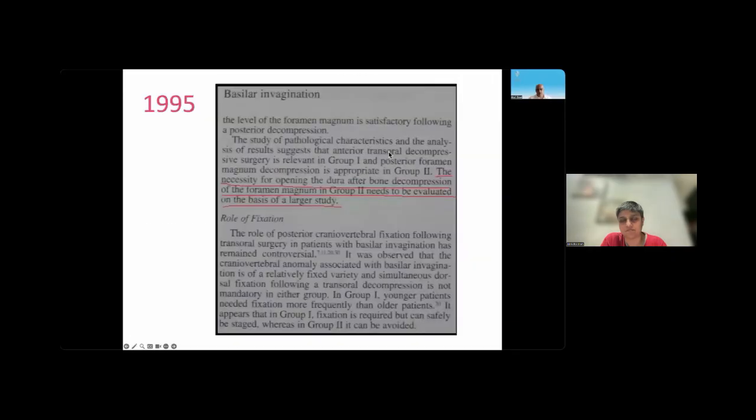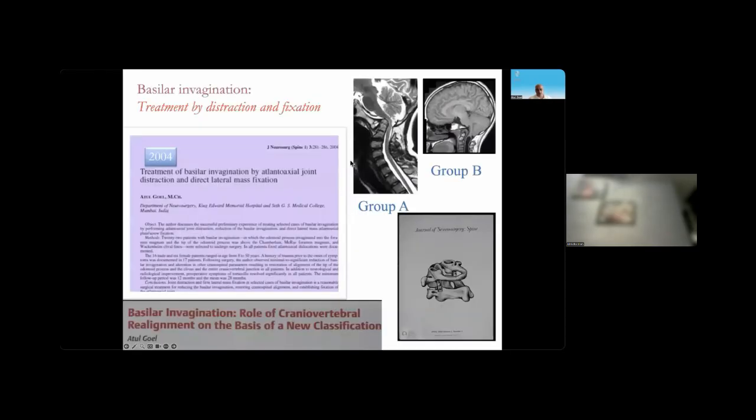In this article, for the first time in the literature, we introduced the concept of tight posterior fossa, that there is a bony tightness in the posterior cranial fossa, and we recommended that only bone resection is good enough for the treatment. There's no need to open the dura. So I was personally doing quite a number of decompression cases.